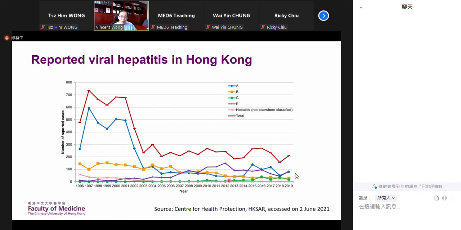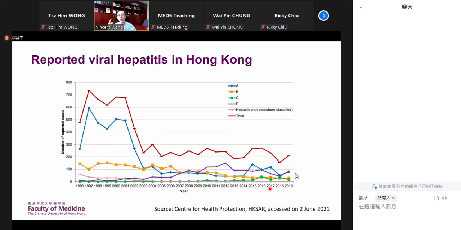For some period in the early 2010s, you can see that hepatitis E would be more common, mainly because of herd immunity. Many people would have antibody to hepatitis A, and therefore only people who travel to other areas or have raw food consumption would have acute hepatitis E. However, things have changed after the year 2015. This is because there are isolated outbreaks in Hong Kong.